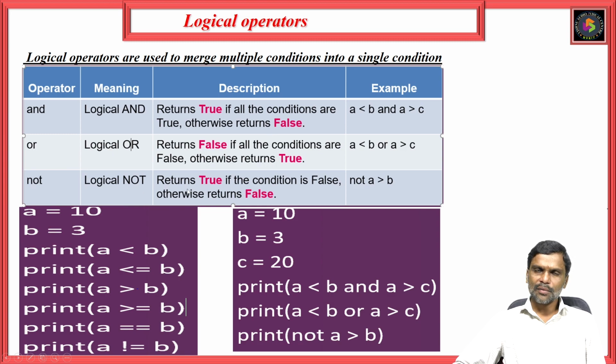Both are opposite here, and and or. Then what is not? If the value is false, it gives true. If it is true, it gives false. So here you can see, it returns true if the condition is false, and it returns false if the condition is true. Reverse, opposite. So these are the examples we have taken here. When A is less than B, is it true? Yes. A is greater than C, because another value if we take. If all the conditions are true, then it will be true. If all the conditions are false, then it will be false.